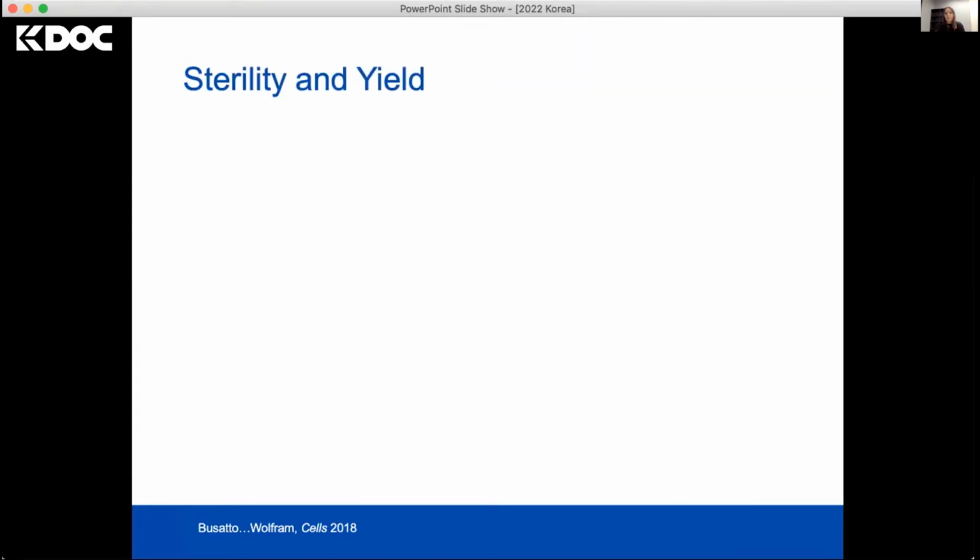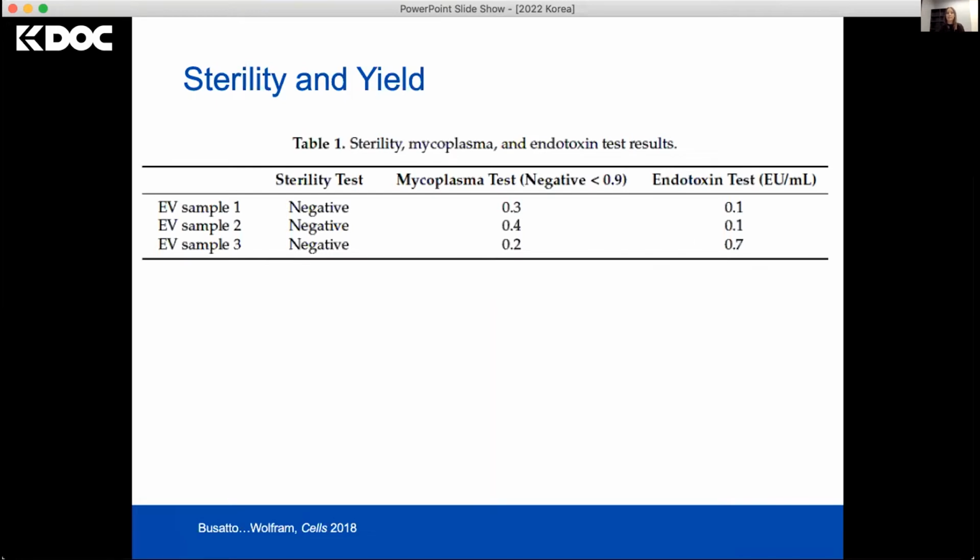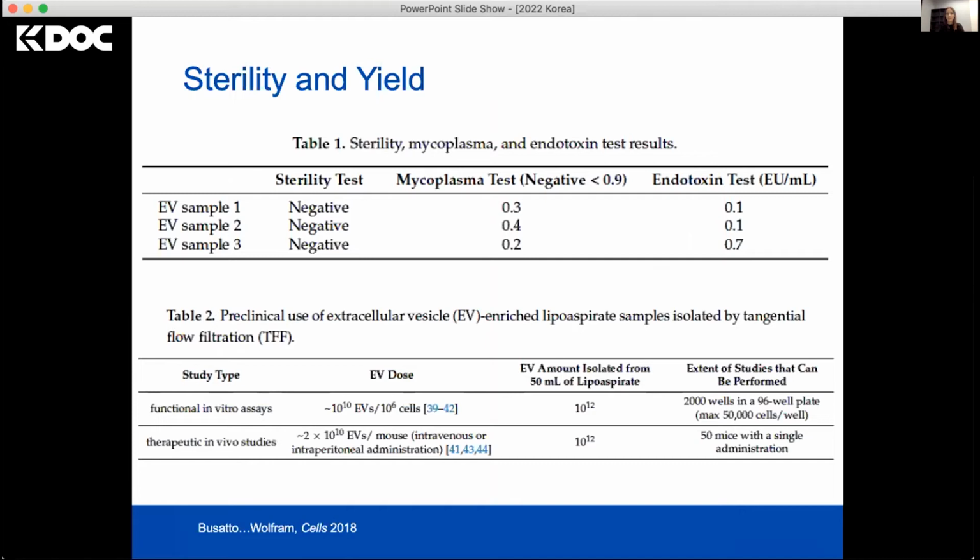And then we also looked at sterility and yield, looking at different tests such as mycoplasma, endotoxin, and bacterial growth for 14 days. And we're able to show that we don't introduce contaminants from the moment the sample is, for example, taken from a patient, through the tangential flow filtration system, until we get the final extracellular vesicles.